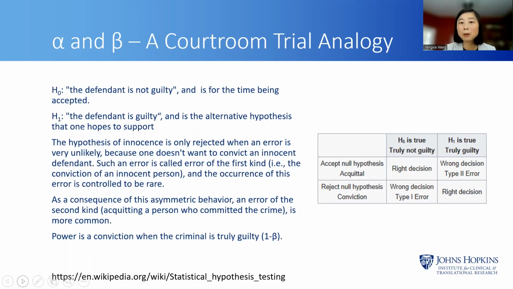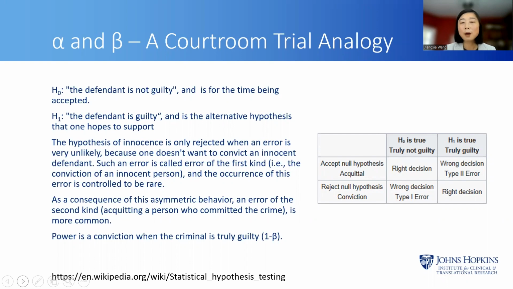So in a typical courtroom, if you are familiar with, usually we assume the defendant is not guilty, which is for the time being accepted. We can call this a null hypothesis. We treat it as right now what the true state is. Then the prosecutor would be trying to prove that the alternative hypothesis is true, which is that the defendant is guilty. So they hope to support this statement.